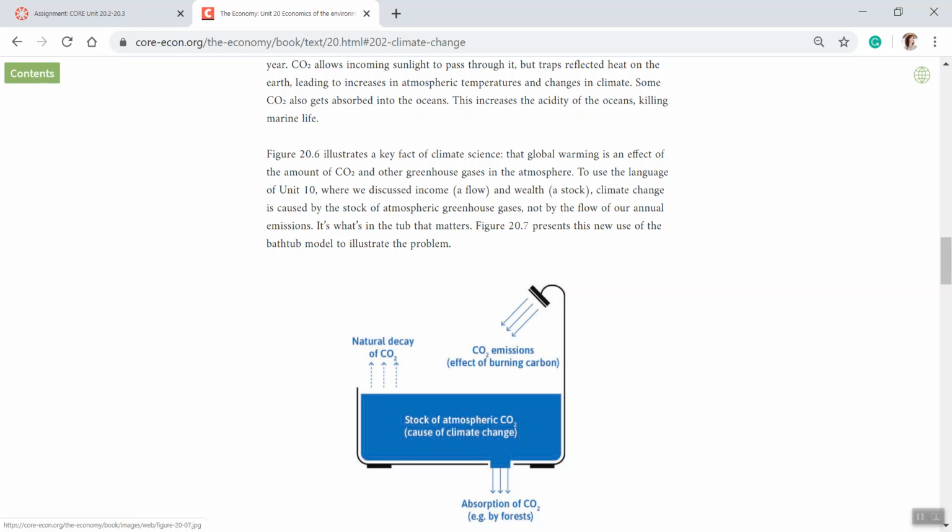But anyway, so trees take CO2 out, the earth absorbs CO2, grasses absorb CO2, even the ocean. So we have this idea of natural absorption down here. And then we also have this idea of natural decay, where CO2 will just break up naturally, but slowly. Okay, and what we have emitting is much more than what's being absorbed or being decayed.